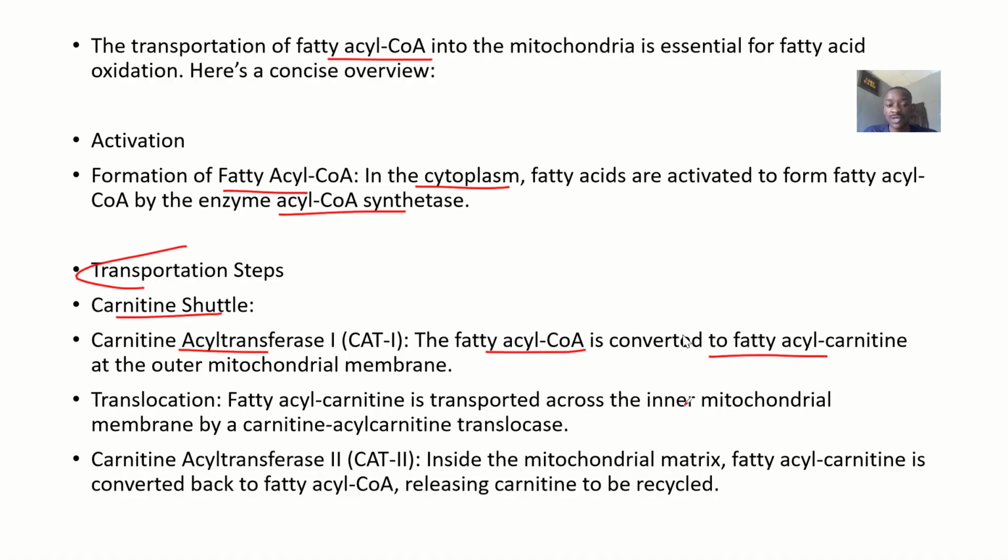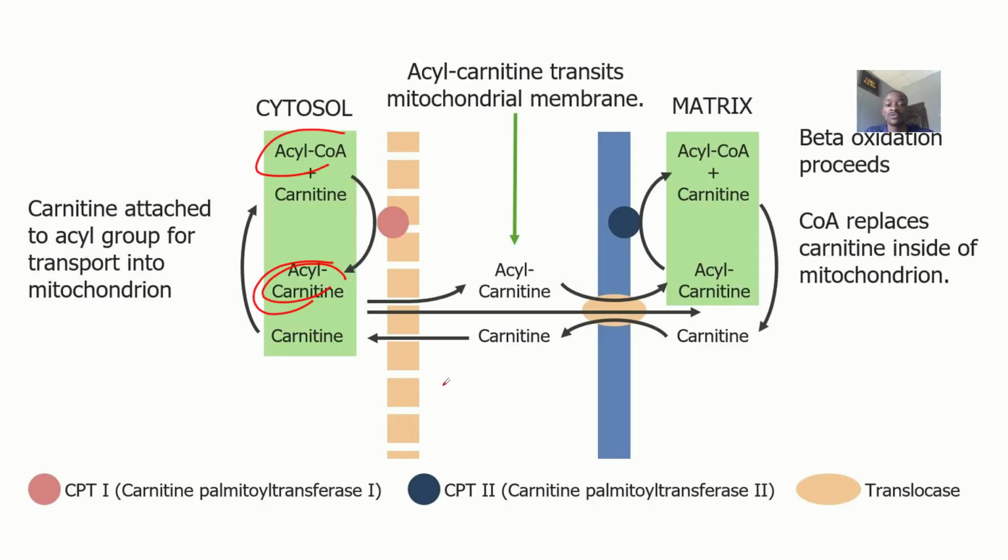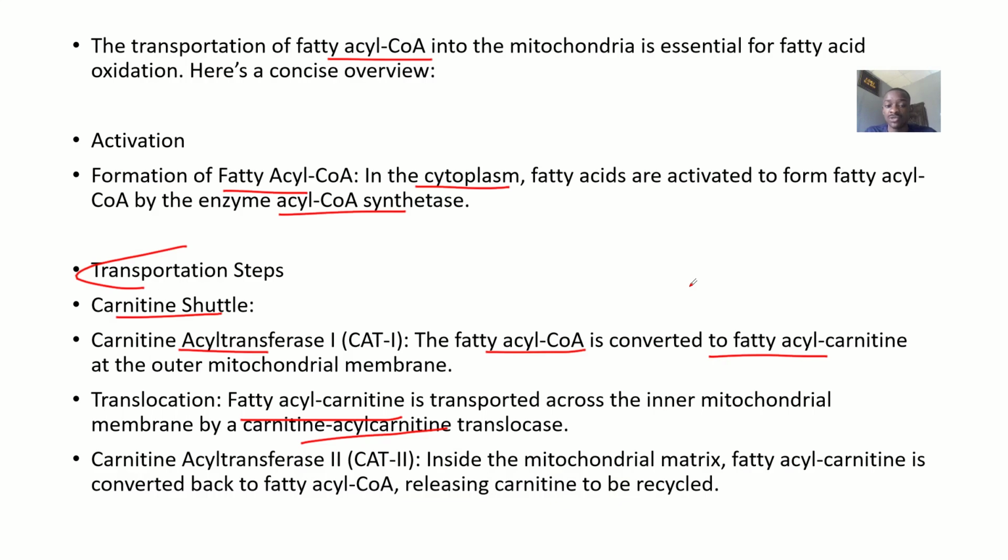Then translocation. The fatty acylcarnitine that has been produced can now be transported across the inner mitochondrial membrane by which enzyme? Carnitine-acylcarnitine translocase. So this is the acylcarnitine being transported right into this place. The enzyme that catalyzes that process is carnitine-acylcarnitine translocase. Then next, we have the action of carnitine acyltransferase 2.